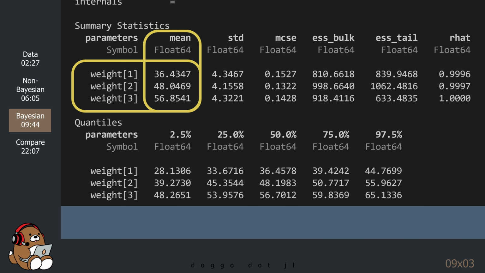If you look under the summary statistics table, you'll see the predicted mean values for weights 1, 2, and 3. But as good Bayesians, we know that these are merely reference points, so these are not the answers that we seek.